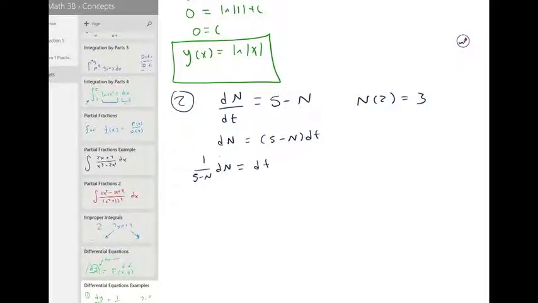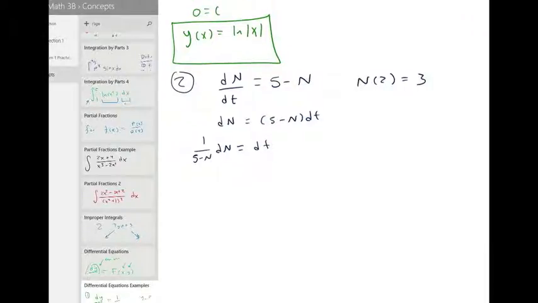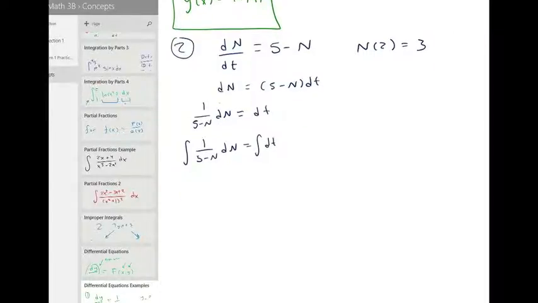So now we have all the n's on one side and all the t's on the other side, and then we integrate both sides. So the integral of 1 over 5 minus n dn equals the integral of dt. We use a u substitution here. u equals 5 minus n, du equals negative dn. We get the integral of 1 over u times the negative du, and this equals the integral of dt, which is just t plus c.